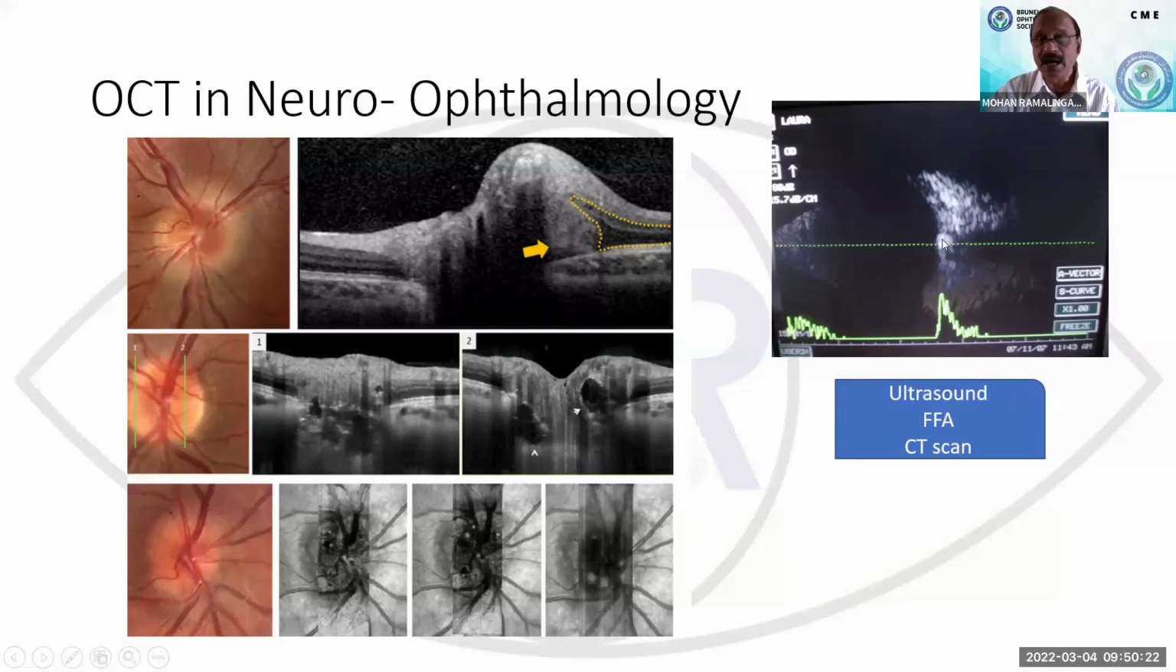This is the ultrasound where you can see the drusen, and there are other OCT biomarkers where we can say clearly that it is a drusen, especially in the case of buried drusen, where it can mimic pseudopapilledema, and we can avoid unwarranted neurological or neuro-ophthalmic evaluation.